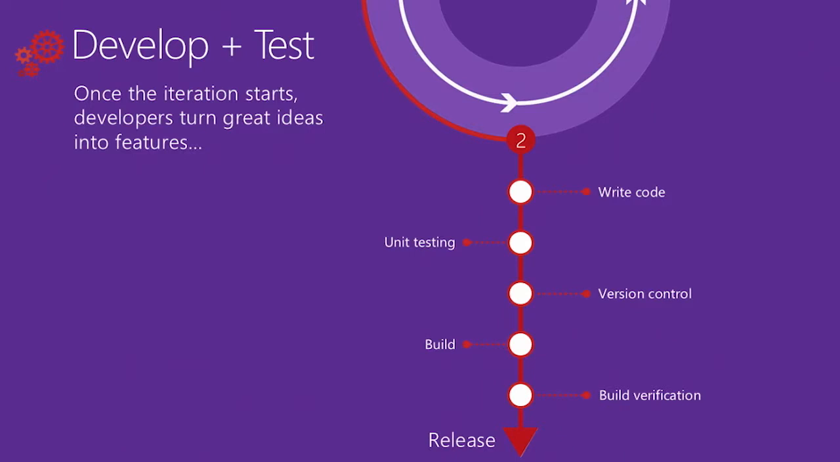So development and test is sort of everything that has to do with writing the code and getting it to quality, and that sort of dev inner loop of build it, test it, and check it in.